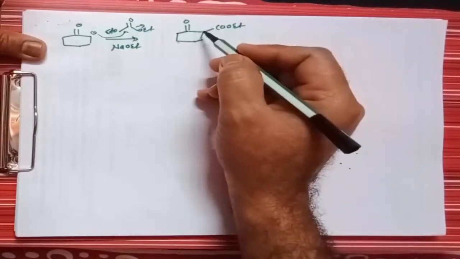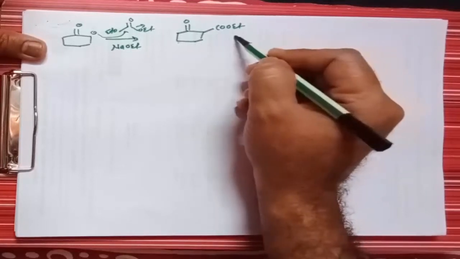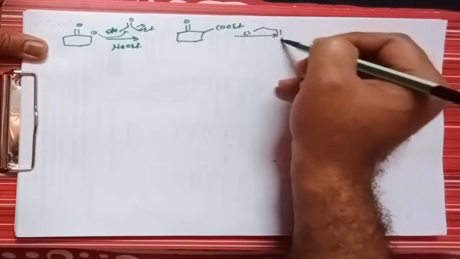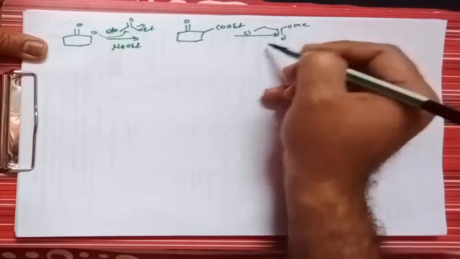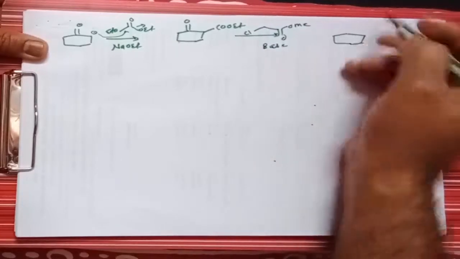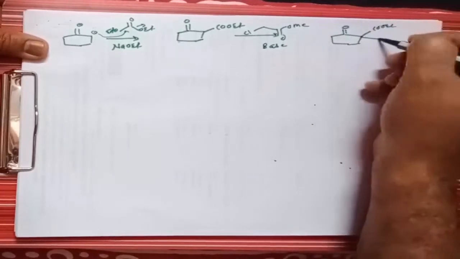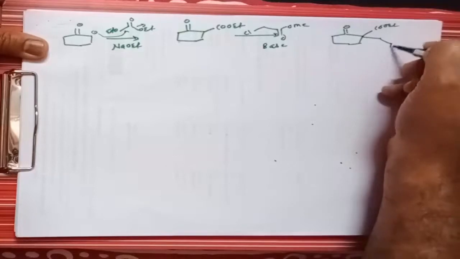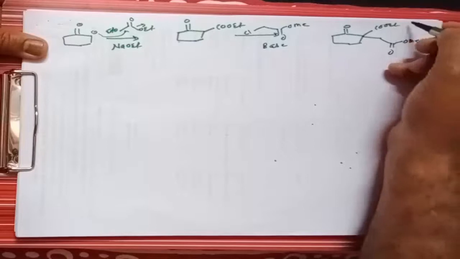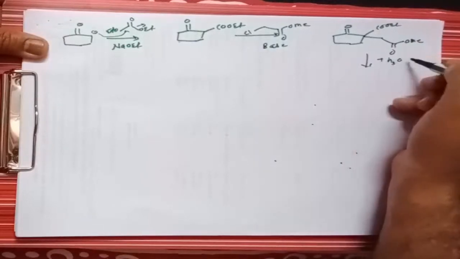Now when this molecule is treated with this type of alpha-halocarbonyl compound, with OMe, in the presence of base, what does it give? It gives a cyclohexanone containing COOEt, along with a CH2-C double bond OMe group, right? Then if we hydrolyze this molecule with H3O+, what does it give?